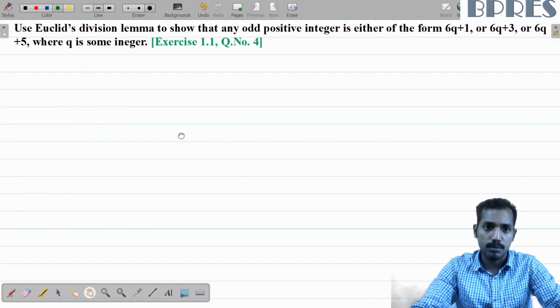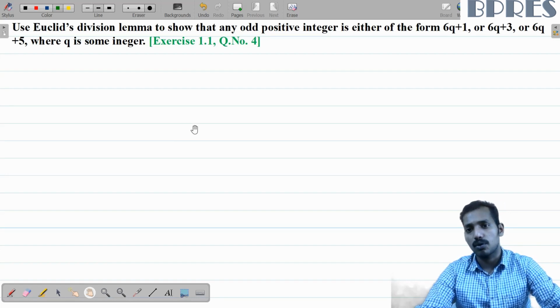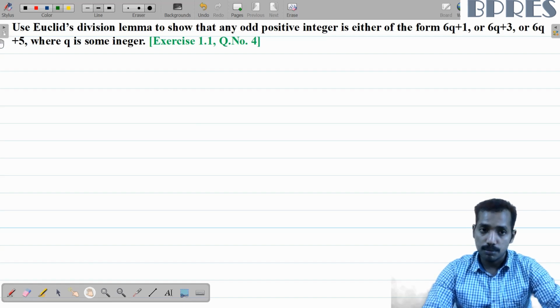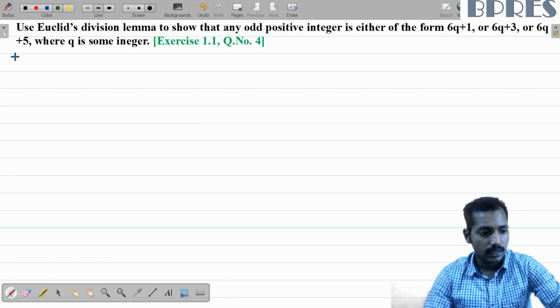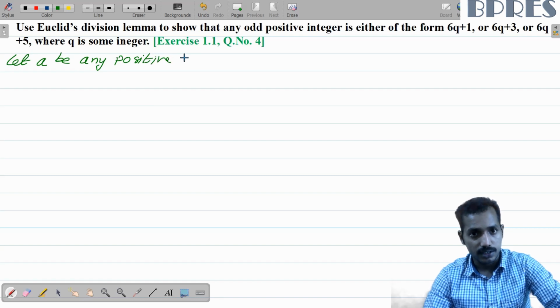Use Euclid division lemma to show that any odd positive integer is either of the form 6q plus 1 or 6q plus 3 or 6q plus 5, where q is some integer. So, a very important question. Let's apply the Euclid division lemma. Let a be any positive integer.